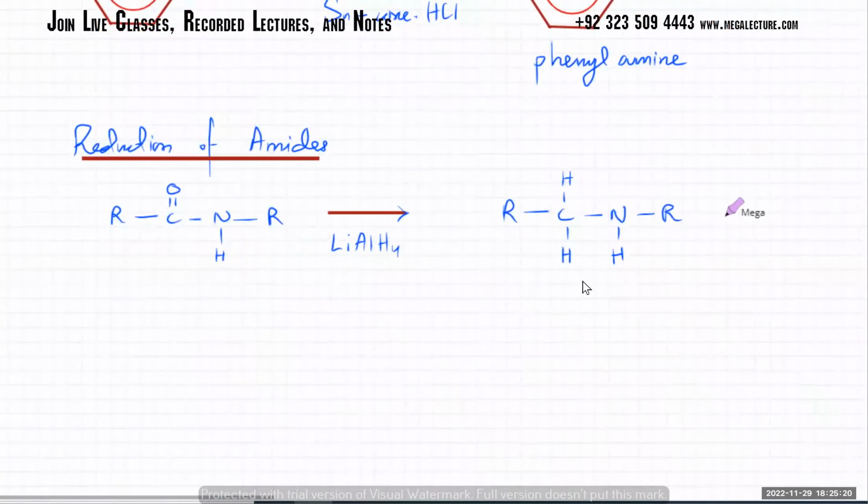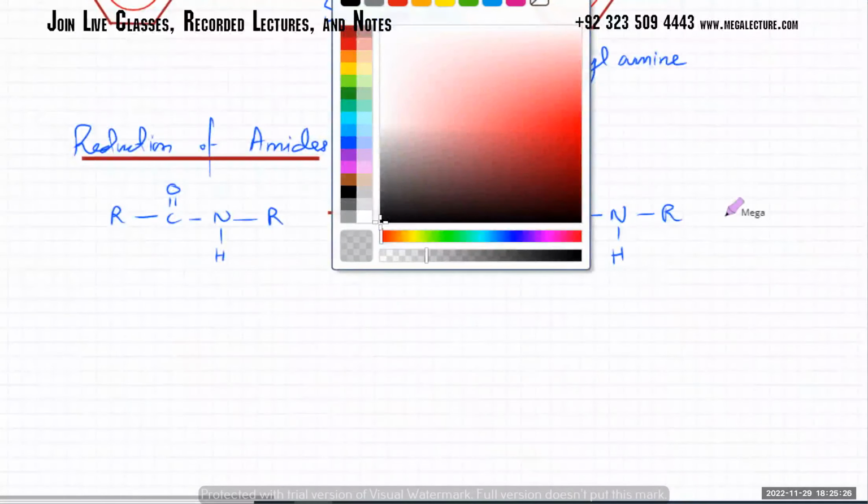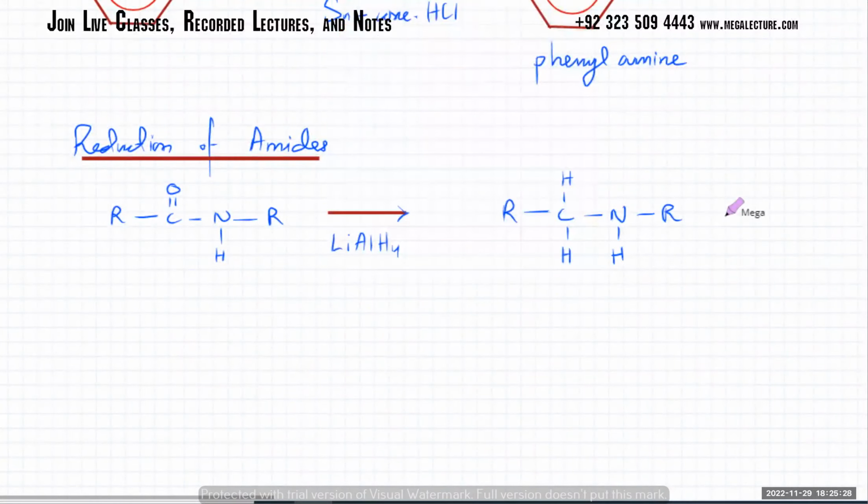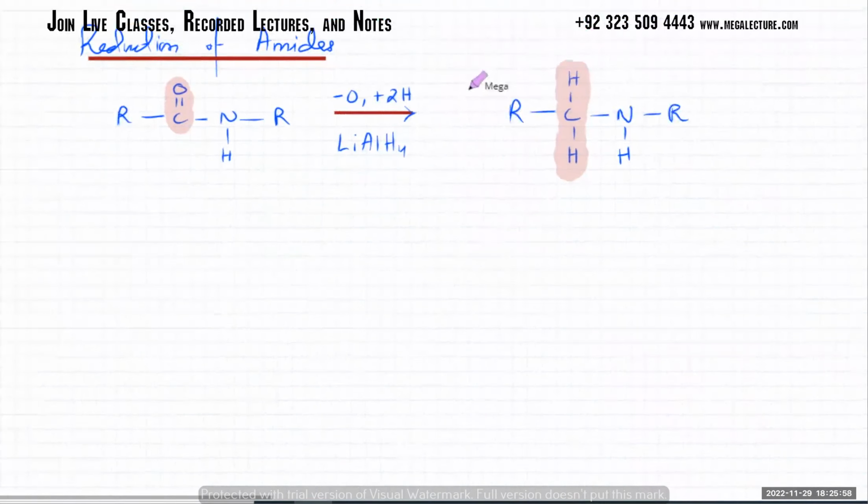Let's highlight that: the O, only this part changes. It has now become CH2. So one oxygen is gone and two hydrogens have been gained. So minus one oxygen and plus two hydrogen atoms. So that is reduction: loss of oxygen, gain of hydrogen.